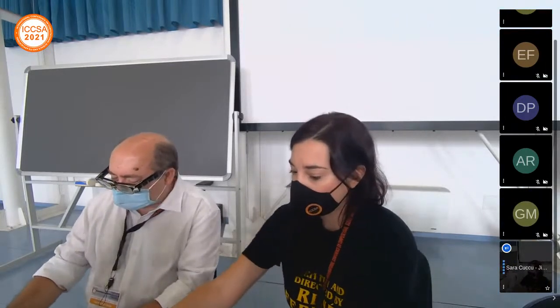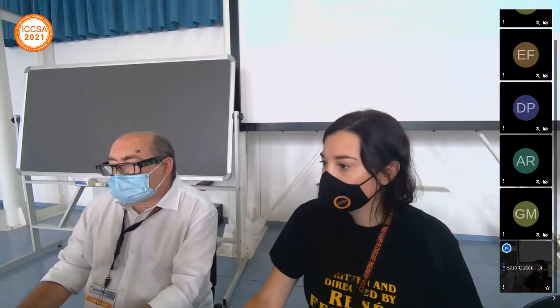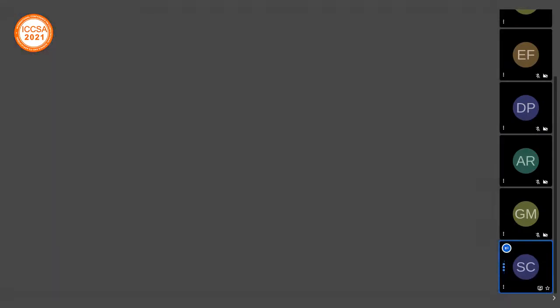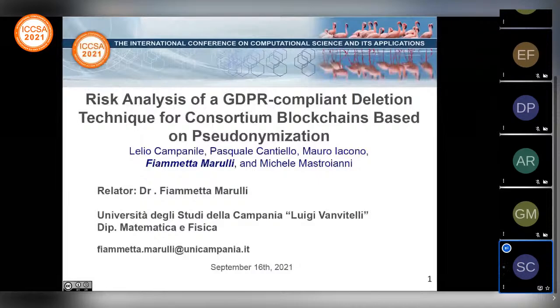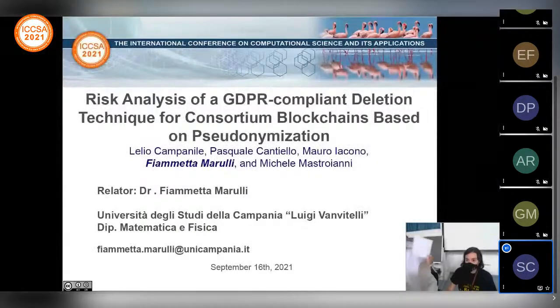Okay. There is the last presentation of this session. This is Fiammetta Marulli from University of Campania. This paper is also authored by me. And the paper presented is Risk Analysis of a GDPR Compliant Deletion Technique for Consortium Blockchains Based on Pseudonymization, authored by Lelio Campanile, Pasquale Cantiello, Mauro Iacono, Fiammetta Marulli, and Michele Mastroianni. Thank you. Okay, go Fiammetta.